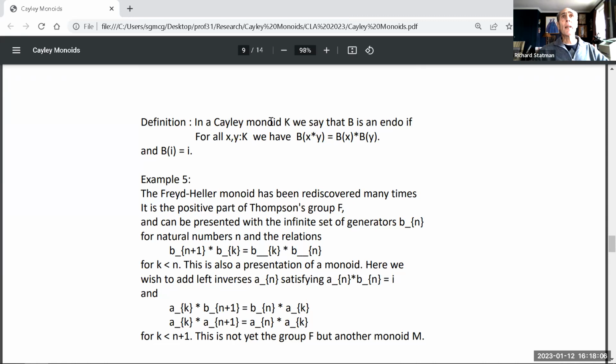Second definition: in a Cayley monoid K, B is an endo if it's an endomorphism for the monoid. There's also a limited case of when it's only for the semigroup. I won't talk about that. That's interesting, but it's a little bit aside from the point.